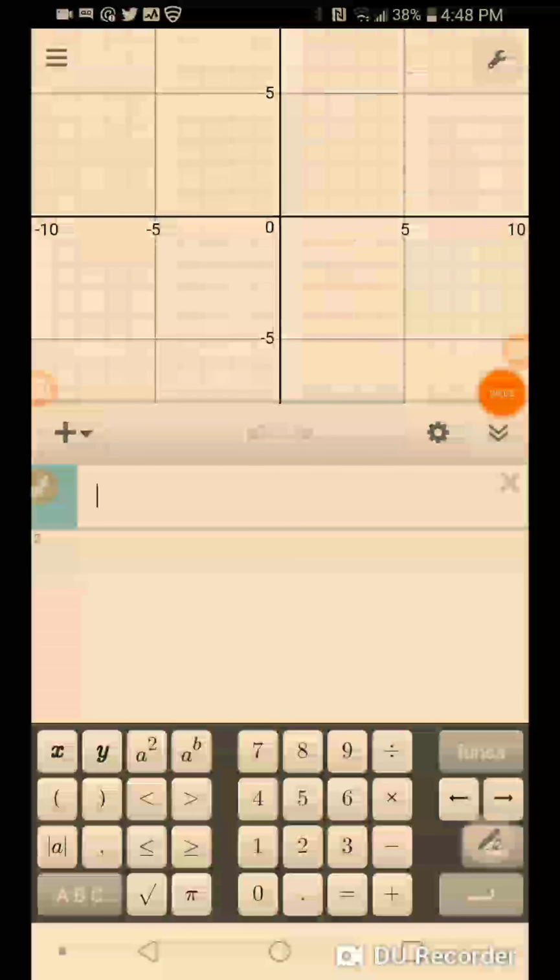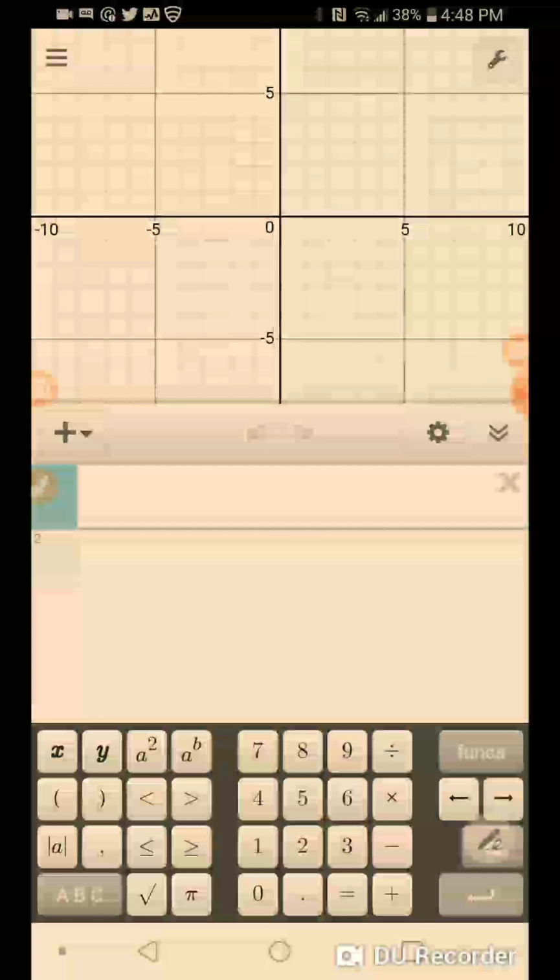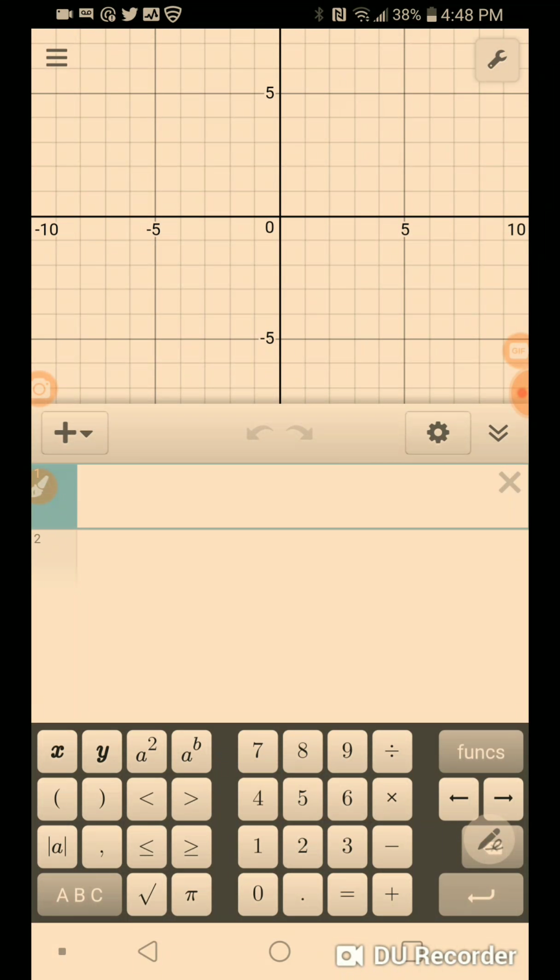Today I'm going to show you how to use the Desmos app in any form of algebraic function, basically linear functions and quadratic functions. For now, there are so many functions that it can be used for, but for now we have to limit ourselves to linear functions and quadratic functions.